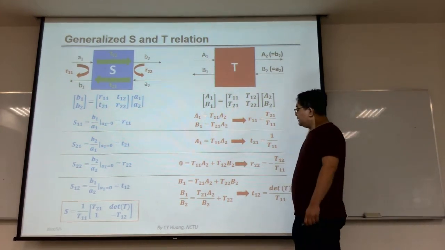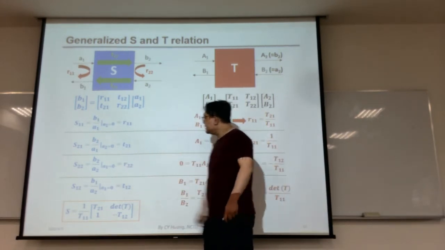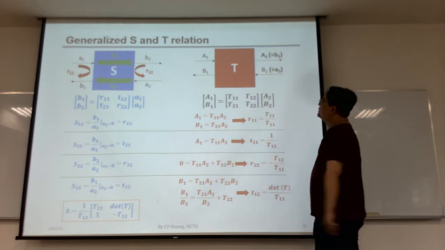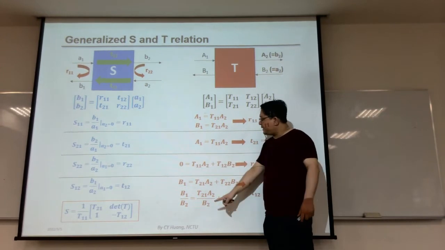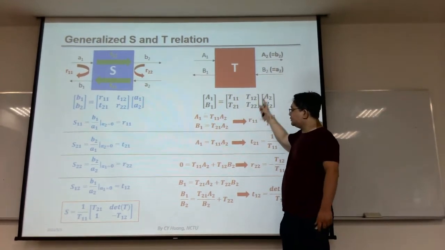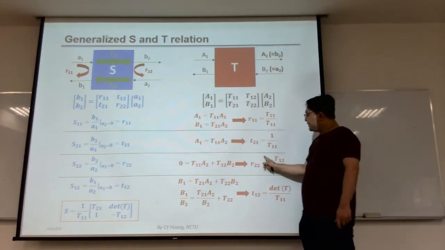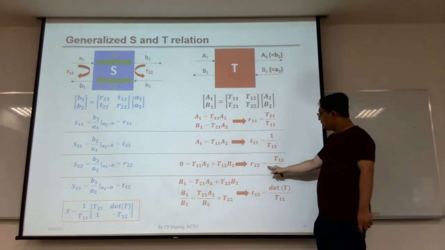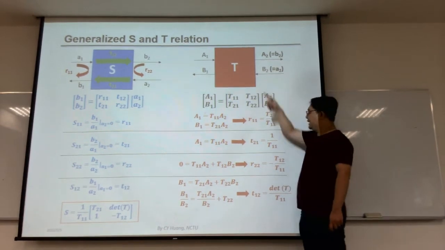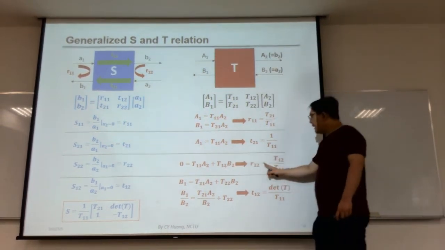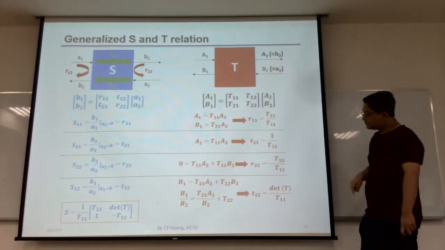Third, let's assume A1 is 0. A1 is 0 means there's no input from A1. So in this case, 0 will be T11 times A2 plus T12 times B2. And after rearrangement, because the R22 is the ratio between B2 and A2, the R22 will be minus T12 over T11.